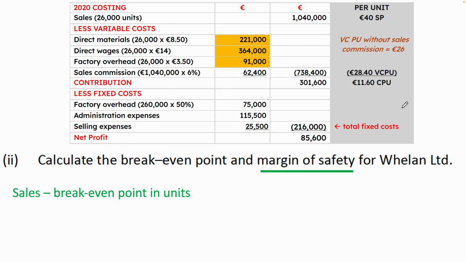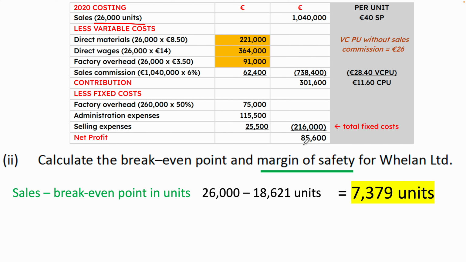All right, now next, margin of safety. So margin of safety is your total sales, so 26,000 units, minus the break-even point that we got in the last part, which is 18,621 units, and that is a difference of 7,379 units. So that is the margin of safety. That is how many units your sales can fall before you start making a loss. So you're safe for 7,379 units. You won't start making a loss until after that point. So that is part 2 done.